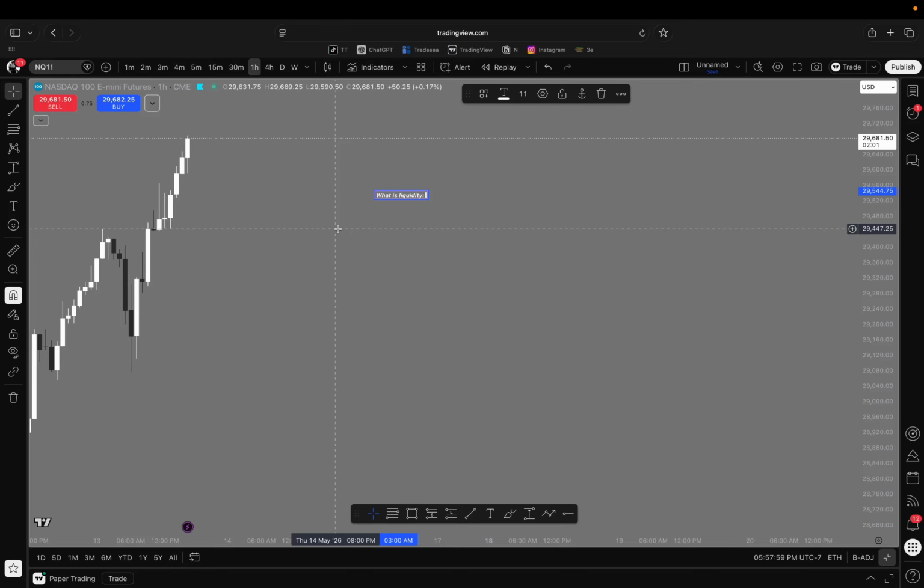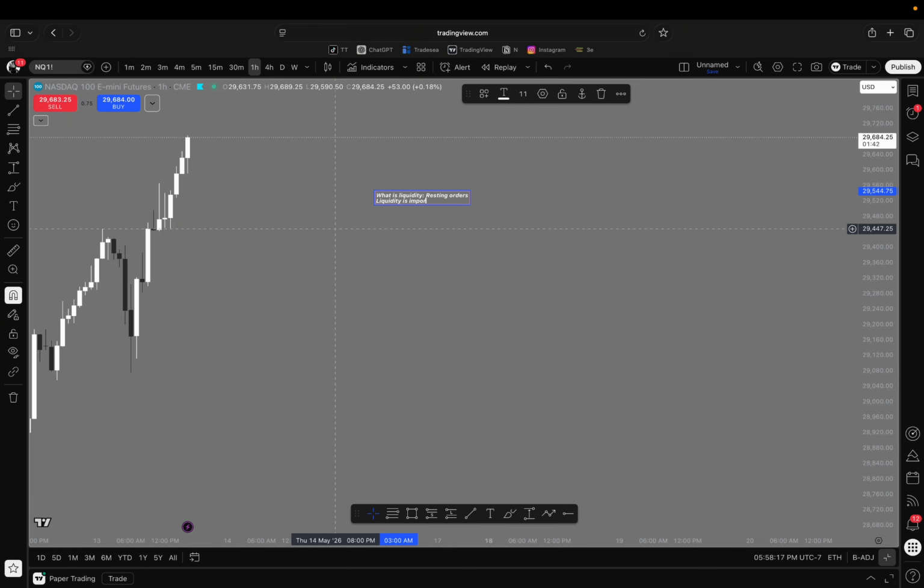All right, what is liquidity and how can you grasp this concept and use it in your favor? Now, the entire basis of liquidity is that it is resting orders. This is how I see the markets. This is how we all see the markets. Resting orders. Now, why is liquidity so important?